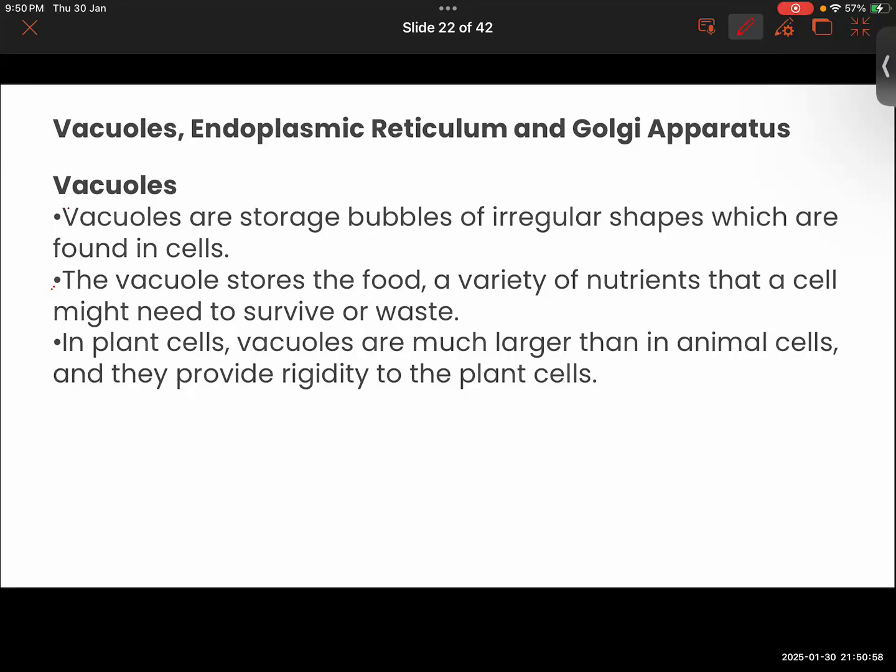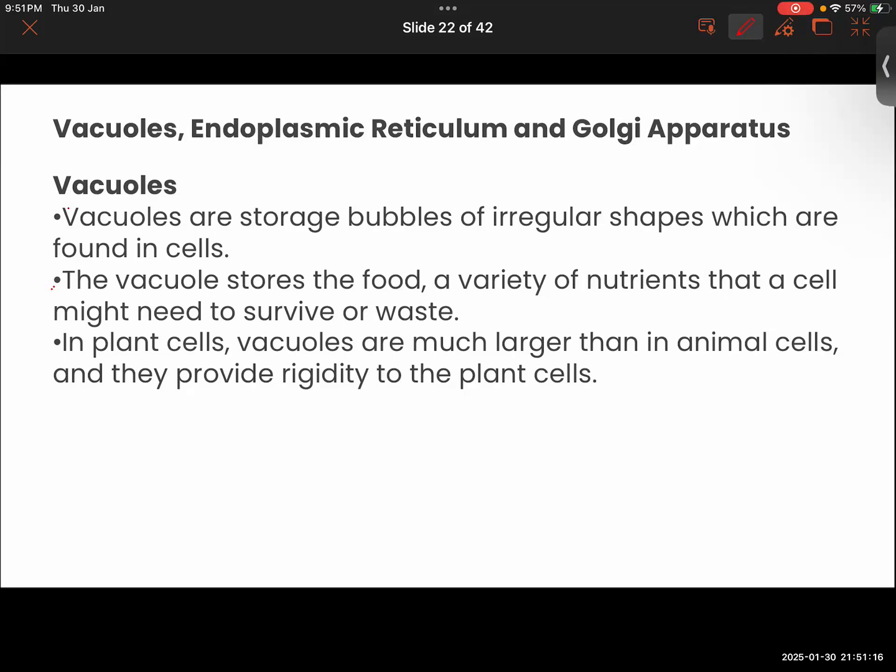So vacuoles are the organelles that store water. They will store waste and some other substances also. And they are found in both plant and animal cells, right? So they are acting as storage organs.